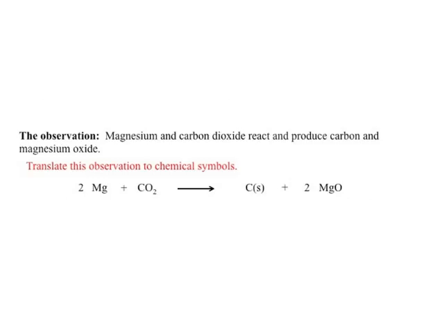Again, once you translate the observation into chemical formulas, you need to balance. The technical term you use here is balance. You need to balance chemical equations so that the number of atoms for each element is the same on both sides of the equation. Therefore, you need a 2 in front of magnesium, and then a 2 in front of MgO. This is the end of slideshow number 1.